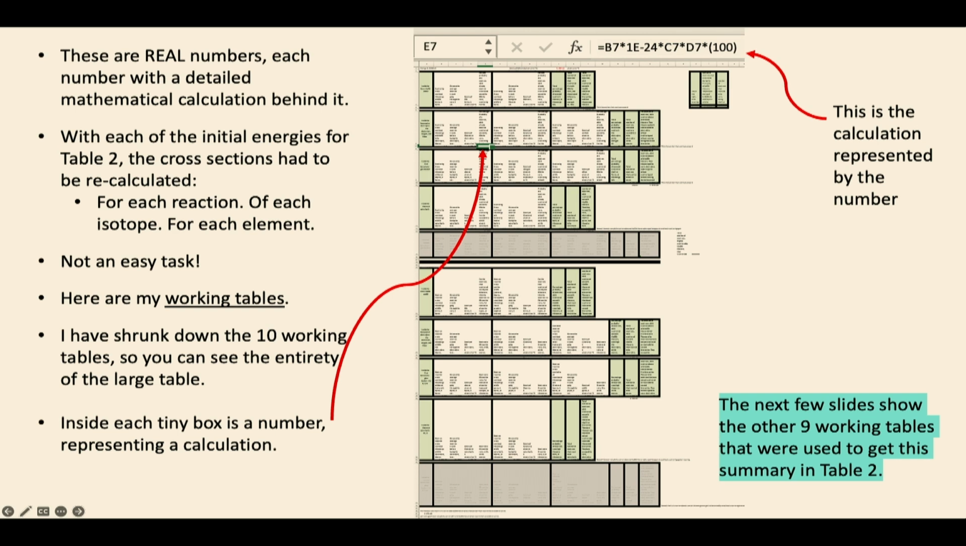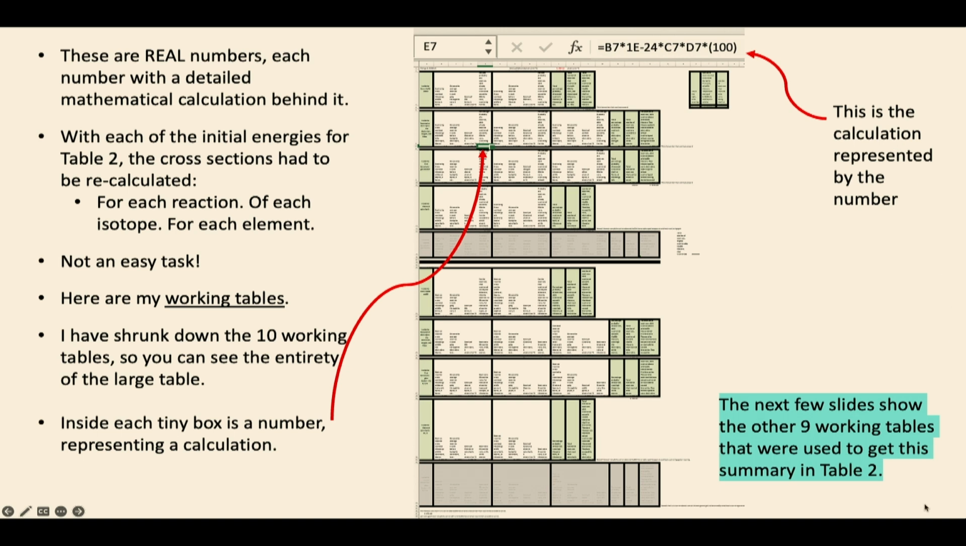Now these are my working tables that I'm going to show you. They're not meant to be pretty, they're meant to be useful. I have shrunk down 10 working tables so you can see the entire table on one page. Inside each tiny box, here's a little tiny box, this thing here, it represents a calculation. Here you can see the calculation represented by that number.